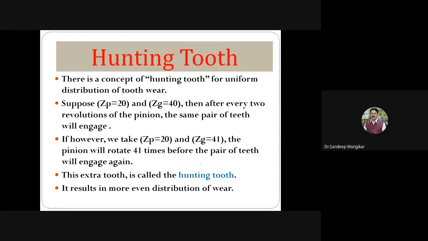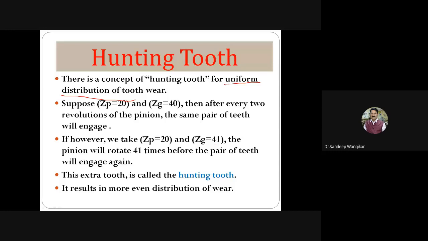Now next, a very important and somewhat different concept in this terminology: hunting tooth. The name itself is somewhat different. So let us try to understand the concept of this hunting tooth. The concept of hunting tooth is for uniform distribution of wear. Very important here, so an objective type question may be raised about the use of hunting tooth. The answer should be: for uniform distribution of wear, the hunting tooth is provided.